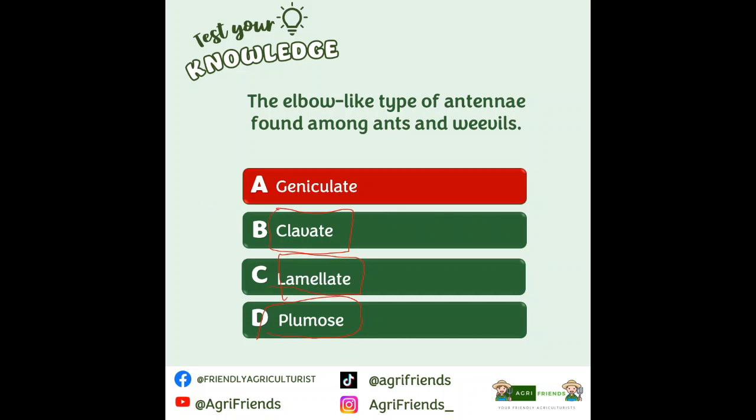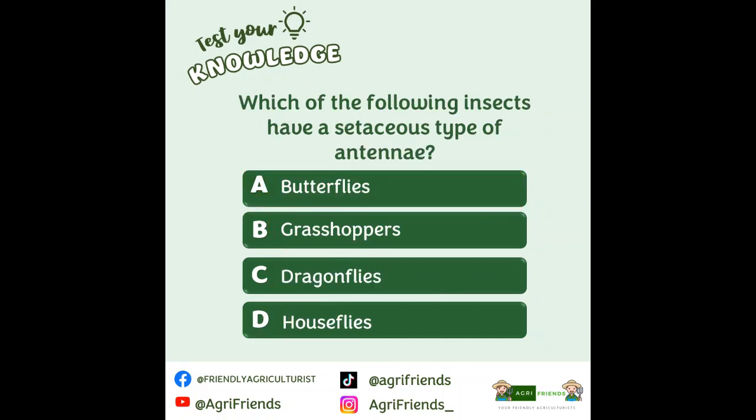Next, which of the following insects have a setaceous type of antenna? A. Butterflies. B. Grasshoppers. C. Dragonflies. Or D. Houseflies. The answer is dragonflies. Butterflies have clavate antenna or the club-like. Grasshoppers have filiform or the thread-like. Houseflies have aristate or the arista-like or pouch-like.